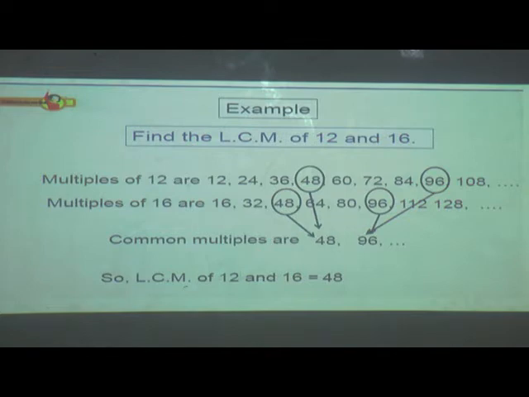Now the LCM of 12 and 16 is 48. Out of 48 and 96, which is the least one? 48. So when we get the least multiple as 48, the LCM of 12 and 16 becomes 48, as it is the least common multiple. This is the common multiple method. Let us take the next method.